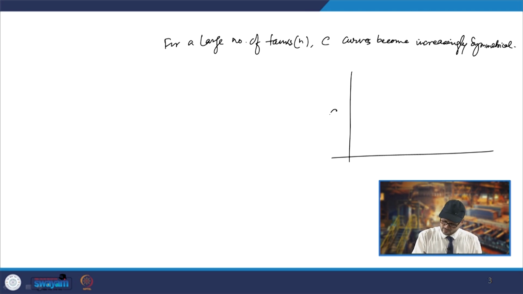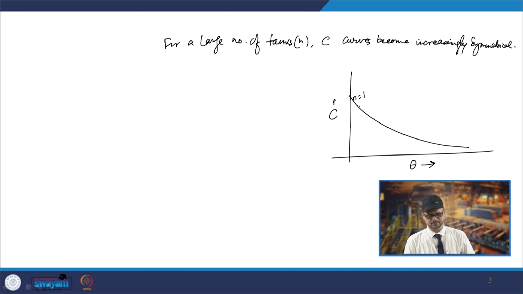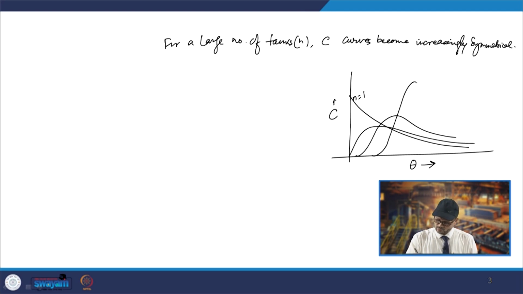So, what is seen is that if you have C on this axis, and theta on this line, for n equal to 1 it will go like this. Now, if you have n equal to 2, that will move like this. Similarly, if you have n equal to 6, it may go like this, and if you have n equal to 20, it will move like this. So, this is n equal to 2, this is n equal to 6, this is n equal to 20. This has been reported in the literature.